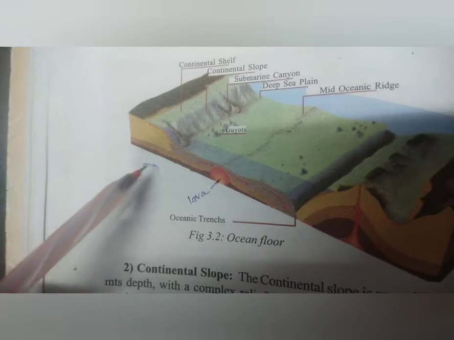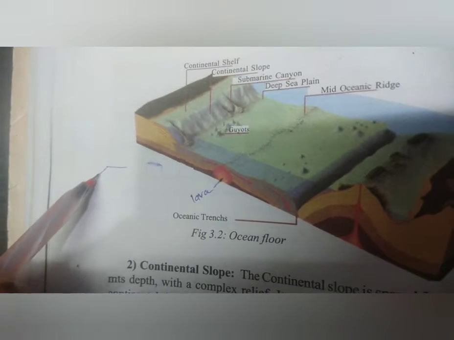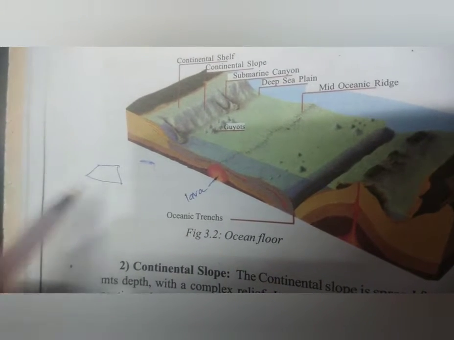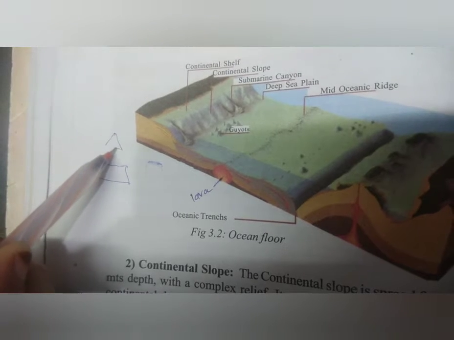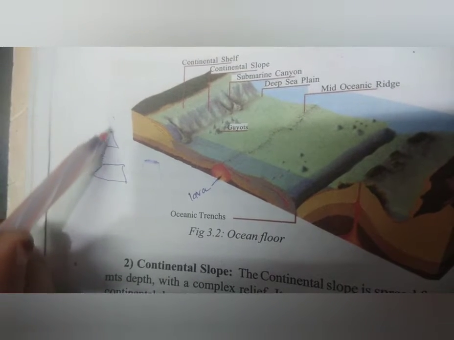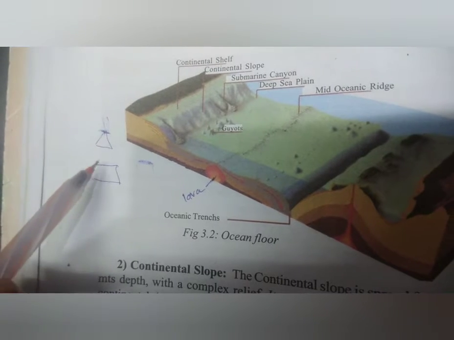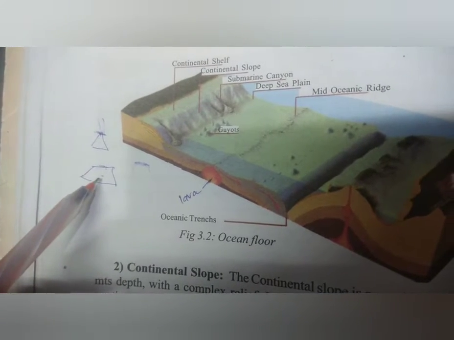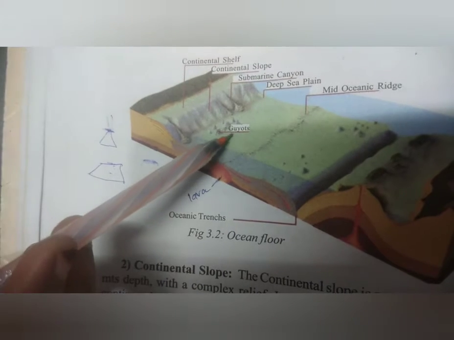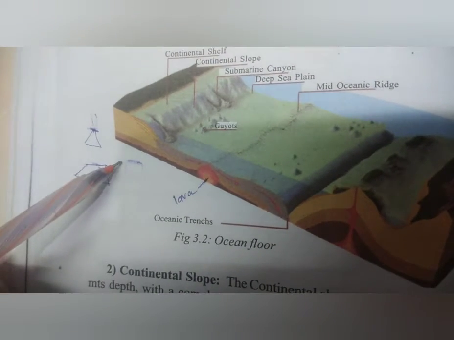It may be smooth here. See, it is like this. Okay. So first the mountain is like this. Right? When the water is flowing here continuously, what will happen? It may be like this. Okay. This is known as guyots. So it is called guyots.